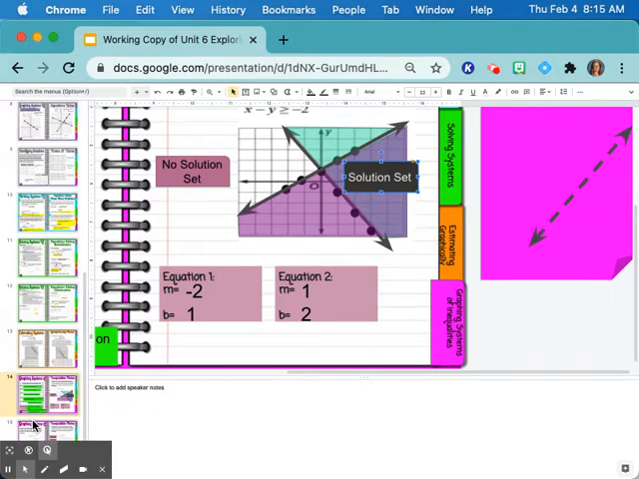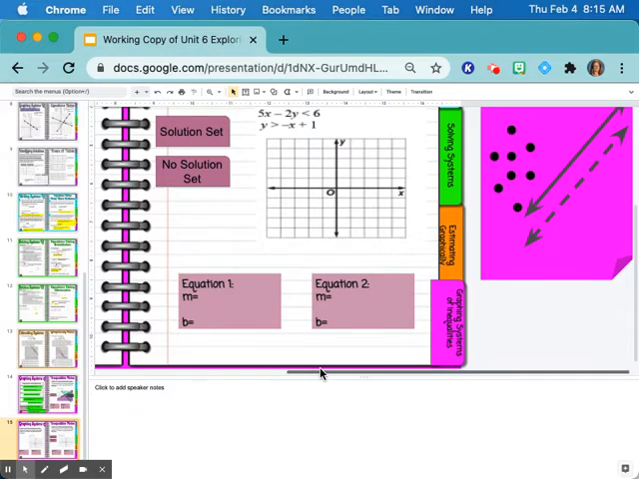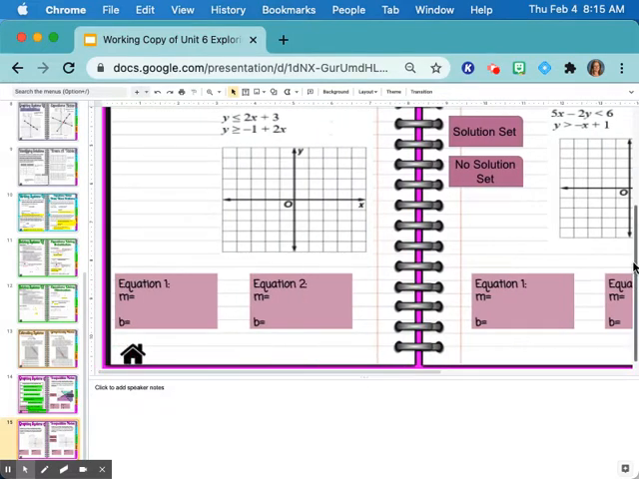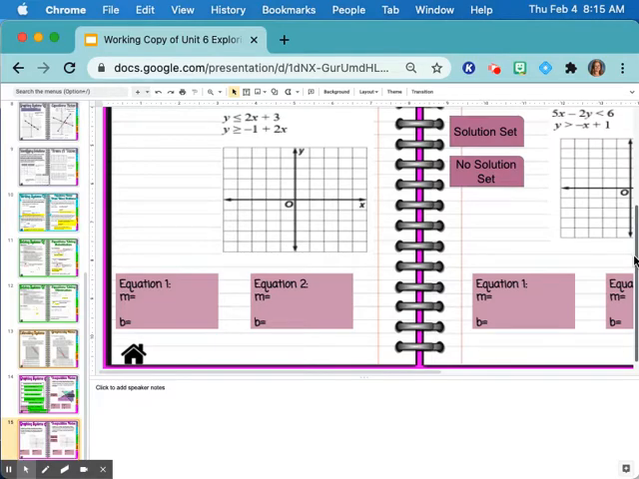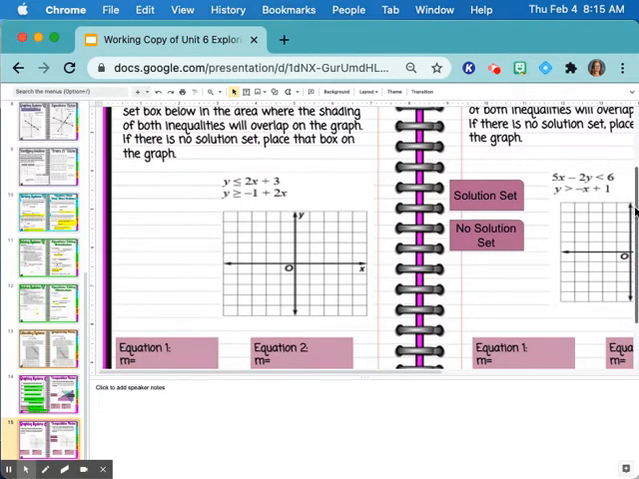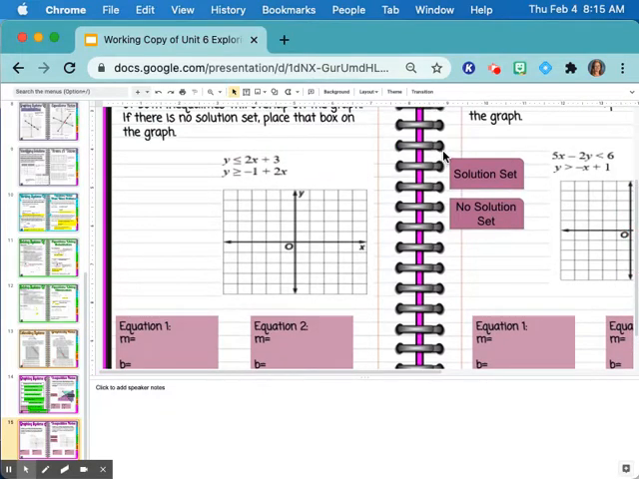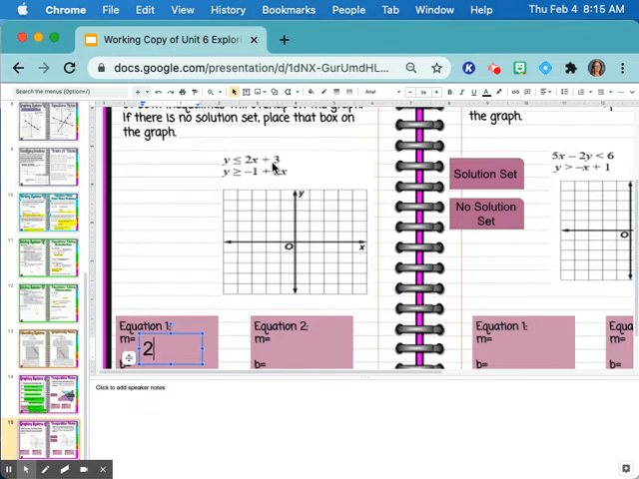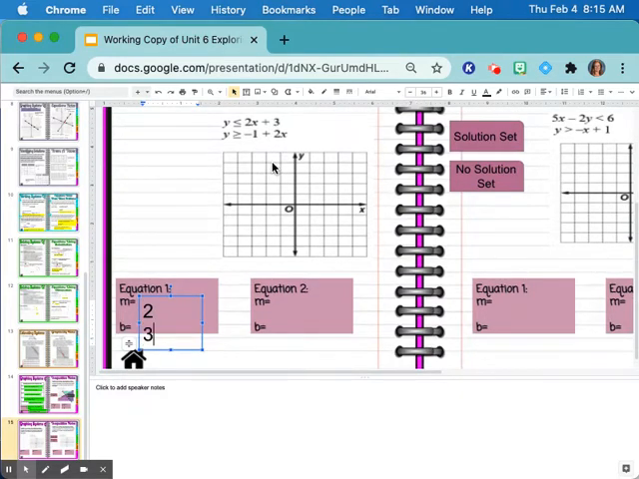Okay, let's go on to slide 15. Let's go to the left side. These are already solved for y, making it a little bit easier. And they didn't give us these, so we'll have to use this. All right, so we want to first solve for y. It's already done. So now write our slope and our y-intercept. So our slope on the first one is 2. Our y-intercept is 3.